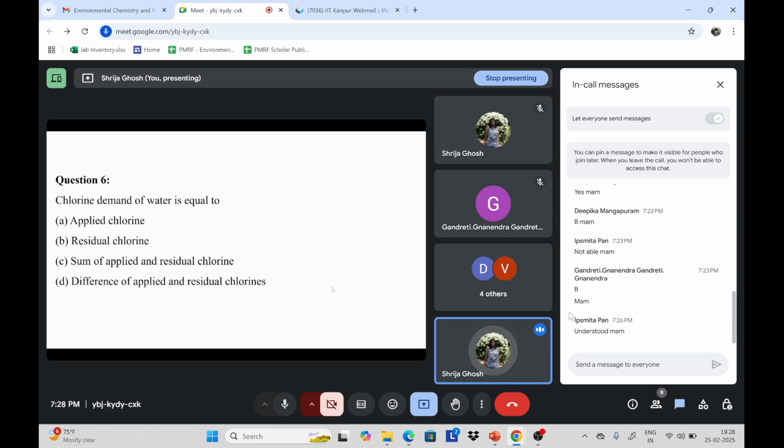What is chlorine demand? Option A, applied chlorine; option B, residual chlorine; option C, sum of applied and residual chlorine; and option D, difference of applied and residual chlorine. Just take a guess. If you don't know the answer, just take a guess. Think logically, what could it be?